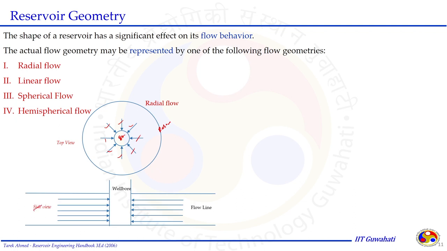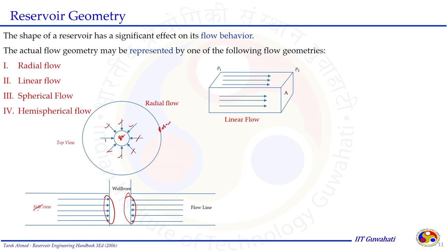In the side view of radial flow, you will see this is the wellbore, this is the perforated region of the wellbore through which the fluid will enter inside the wellbore, and the flow lines are coming from all directions towards this production string. In linear flow, what happens is the fluid is traveling in only one direction, to where we have the production string or the wellbore. So not from all directions, only from one linear direction the fluid is traveling towards the production string.